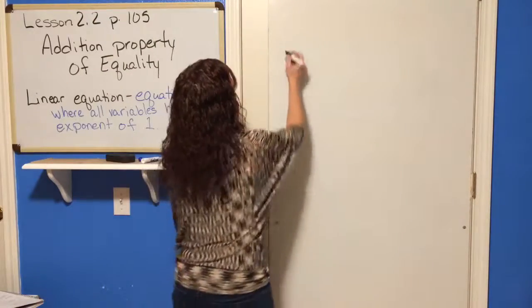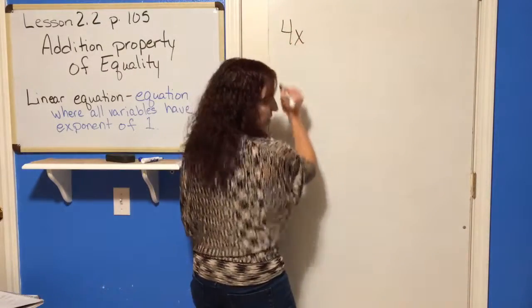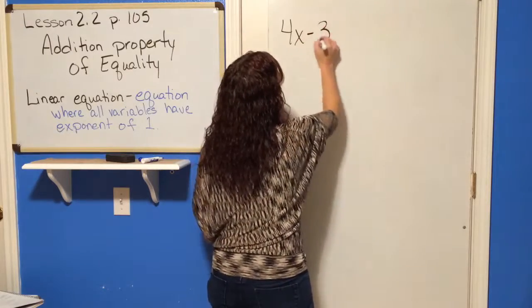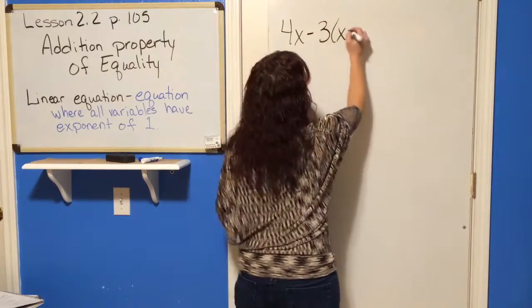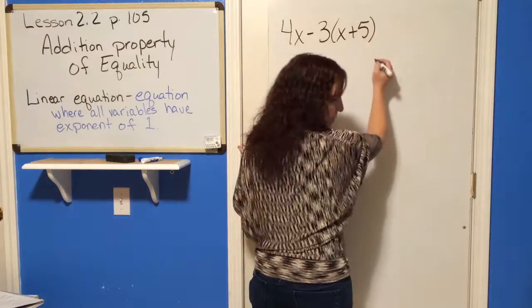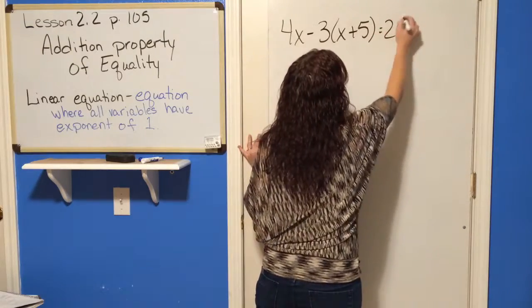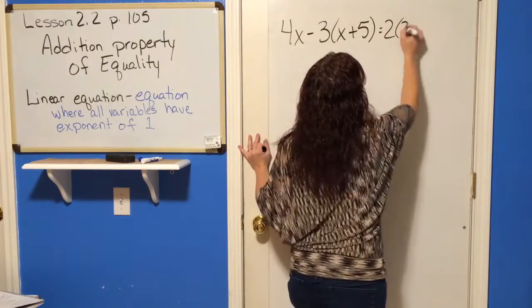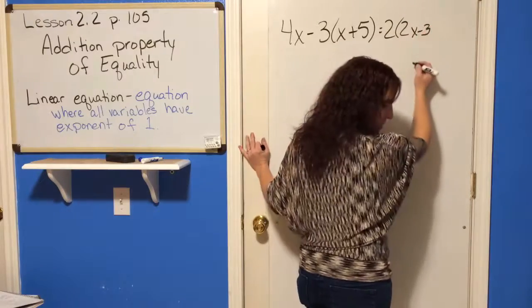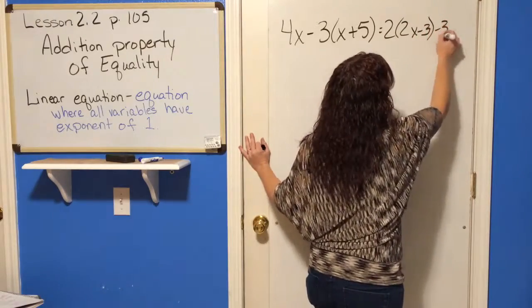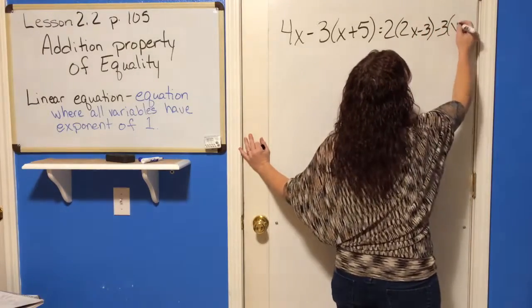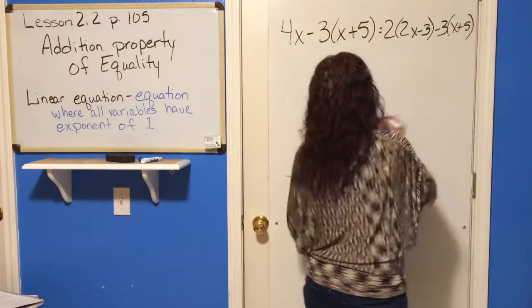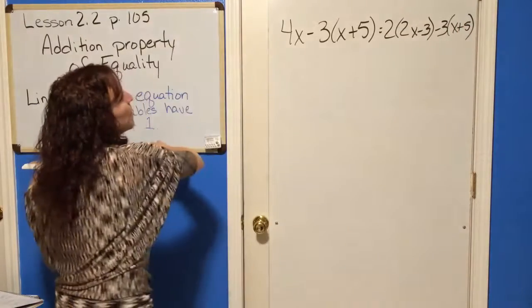Last one. 4x minus 3 times x plus 5 equals 2 times 2x minus 3 minus 3 times the quantity x plus 5. Woo! Can we do it? Yes, we can. All right.